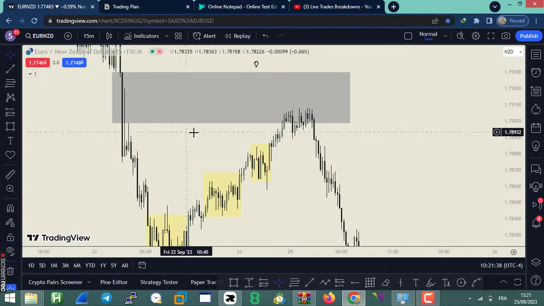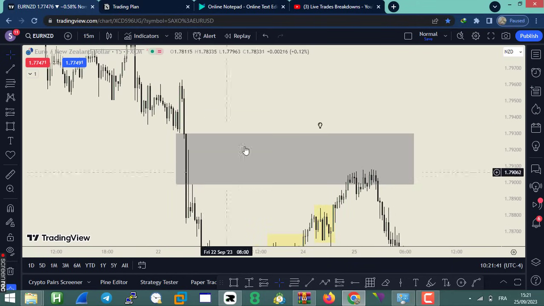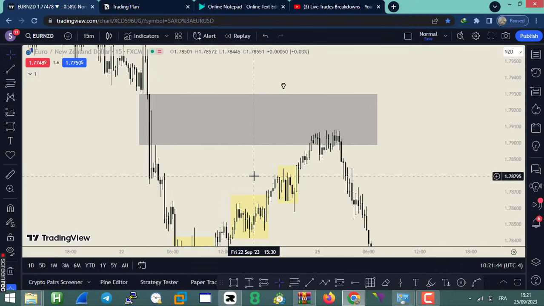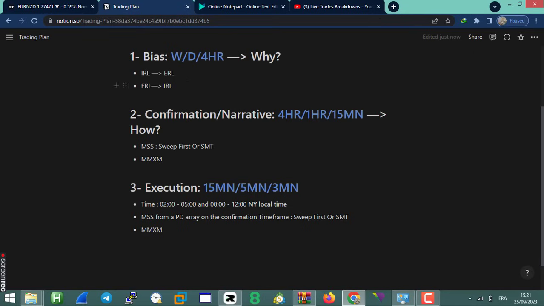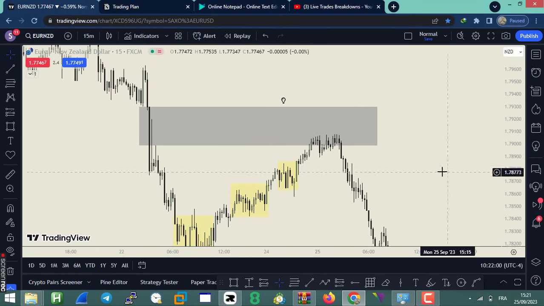So again, that 1 hour market structure shift, when price retraces to one of its PD arrays, in our case we have this fair value gap right here. Now we go to the lower time frames and look for a market structure shift. And the same criteria, guys, we want to see a sweep first or SMT divergence, and also we want to see a market maker X model. We already have that market maker X model in check.